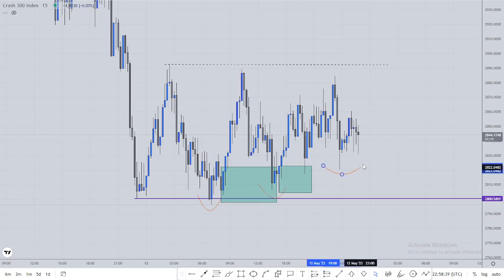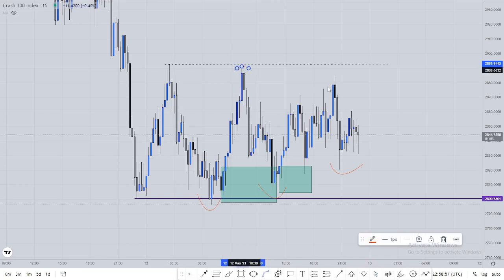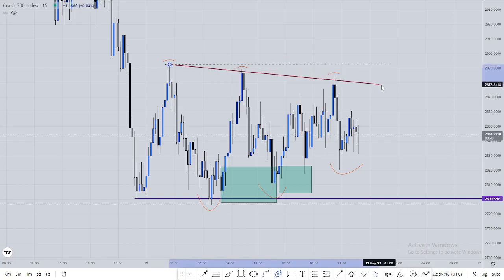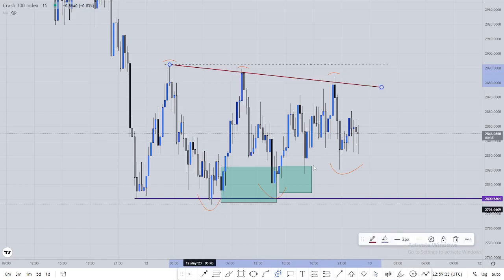A scenario when you have higher lows and lower highs. Why lower highs? Because this is the first high here, the second high is lower than the first high, and this other one is also lower than this one. When you have lower highs and higher lows, it's sort of like a triangle forming there. To enter confirmed trades, one can wait for the breakout of that triangle, as well as the break of structure above there, or the change of character above there.